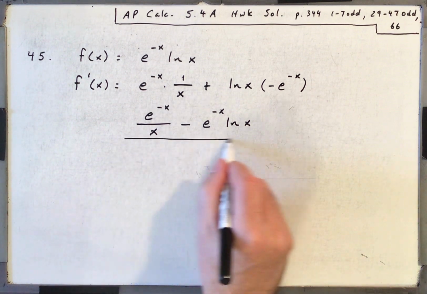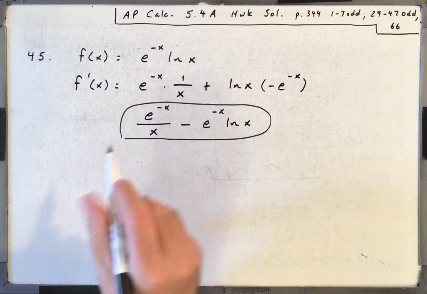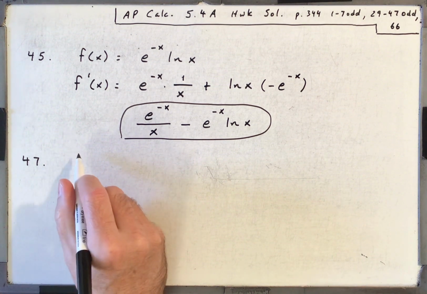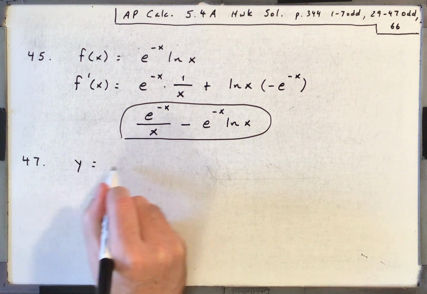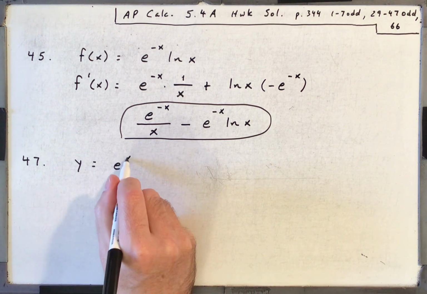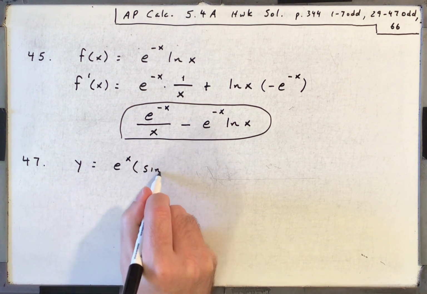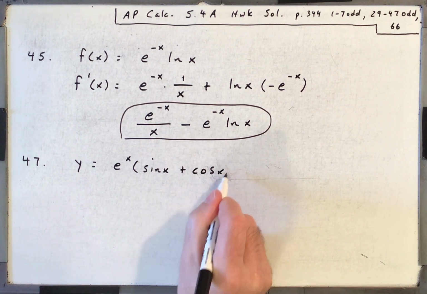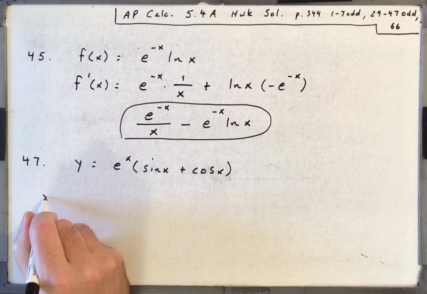All right. Let's see if we can fit 47 on here. So I've got y is equal to e to the x times sine x plus cosine x. Okay, another product rule.